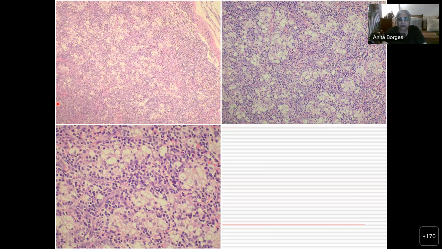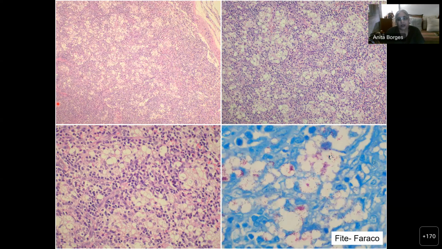Okay, so this needs a fite stain for AFB. Bhakti, I think, was the first who answered. So, full marks to Bhakti. This is leprosy. Okay, so this is not a histiocytosis. This is leprosy. All right, good. So Hansen's disease of the lymph node.